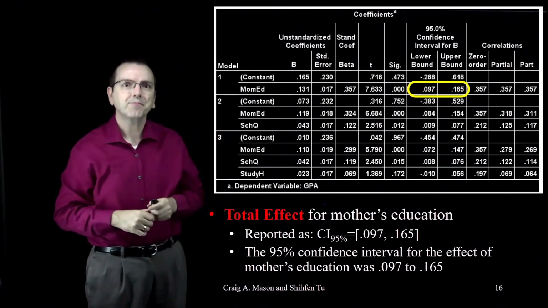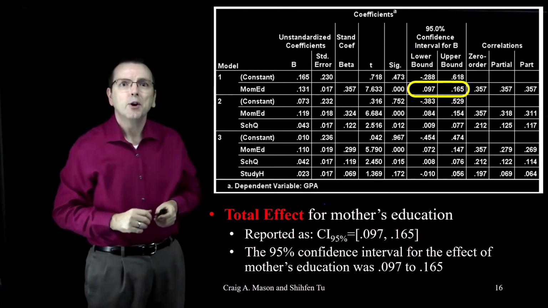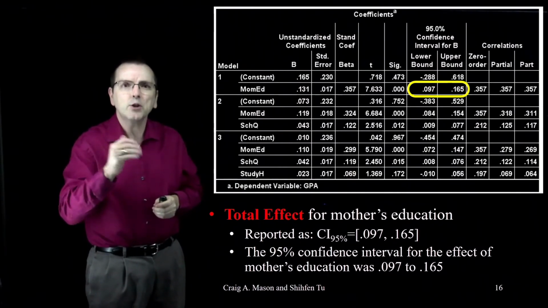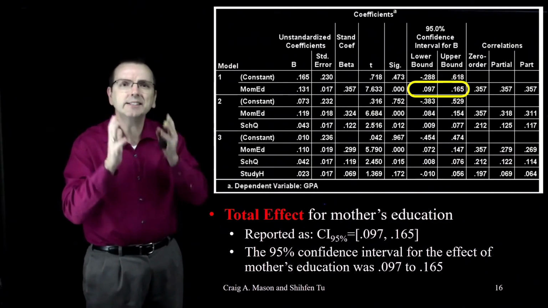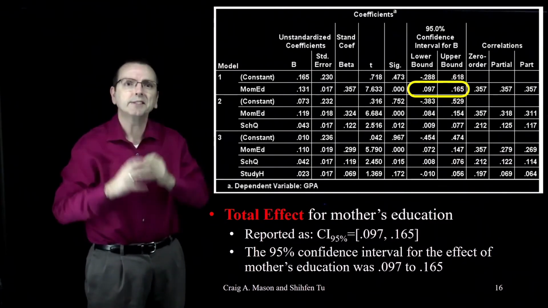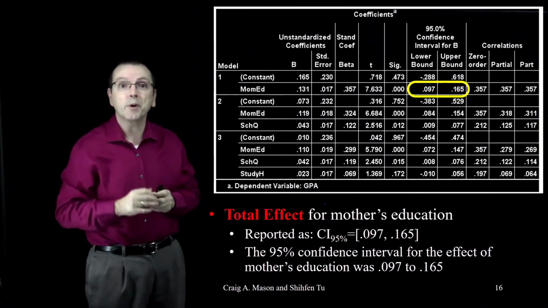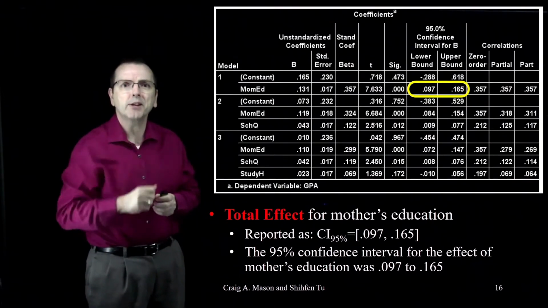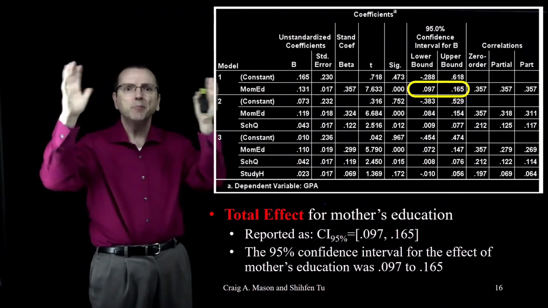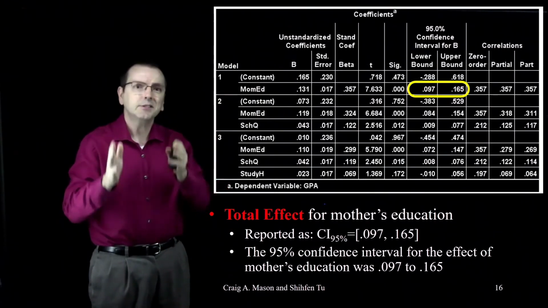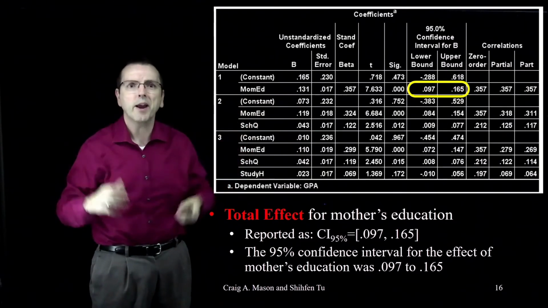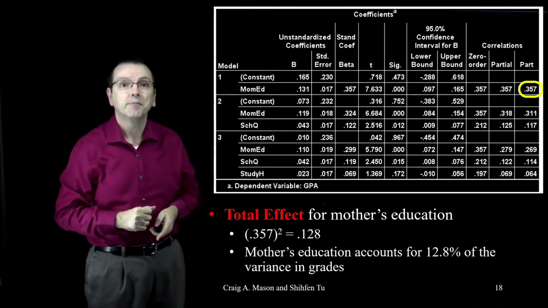Let's keep going. Now, like I said, researchers may or may not report the confidence intervals for regression coefficients, but I personally think you should. It provides a nice sense of how precise that point estimate of b equals 0.131 really is. Do you think the true population value for the total effect of mother's education is really close to 0.31, or could it be anywhere in some broad range of possible values?